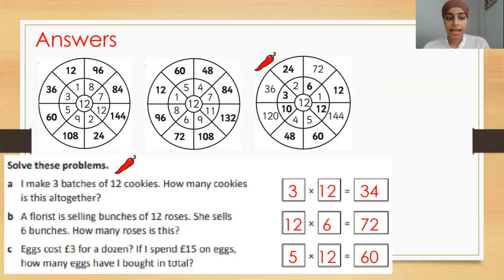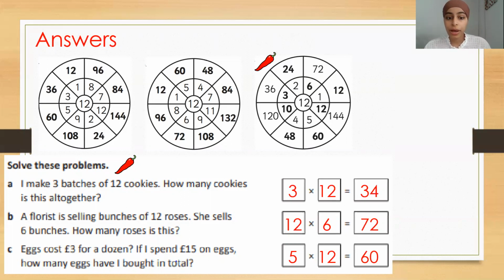And C, eggs cost £3 for a dozen. So this one's a little bit trickier. £3 for a dozen, and a dozen means 12. We usually use it when we talk about things like eggs. If we buy a dozen eggs, it means we have 12 eggs. So £3 for 12. And if I spend £15 on eggs, how many have I bought in total?